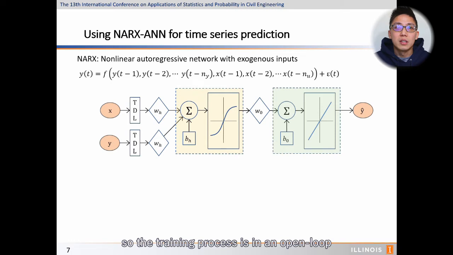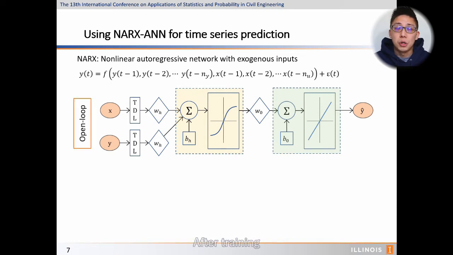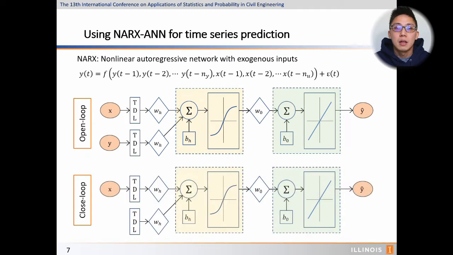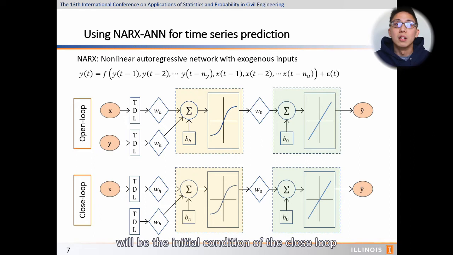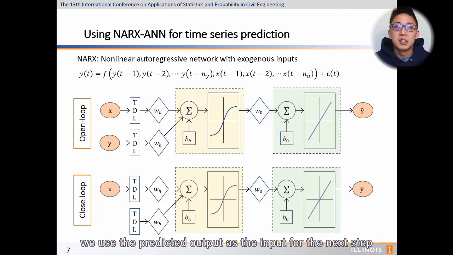So the training process is in an open loop. After training, we can close the loop for prediction. The final outcome of the open loop will be the initial condition of the closed loop. In the closed loop, we use predicted output as input for the next step.